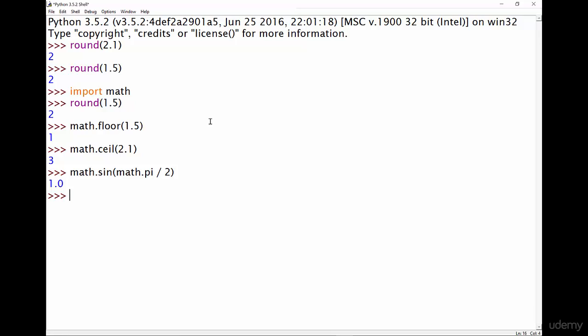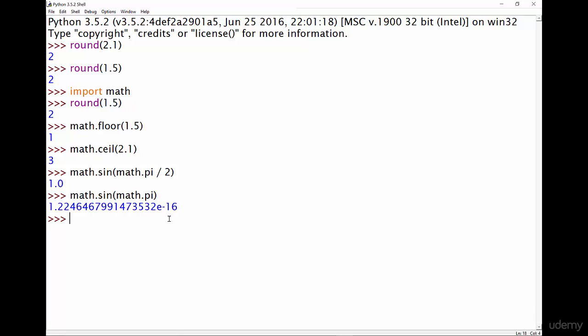Likewise, if we type math.sin of math.pi, then we're going to get 0, or almost 0. As you can see, we get 1 times 10 to the minus 16, which is a very, very small number, but it isn't exactly 0. The reason it's not exactly 0 is because when we entered math.pi up here, that is only an approximation to pi.